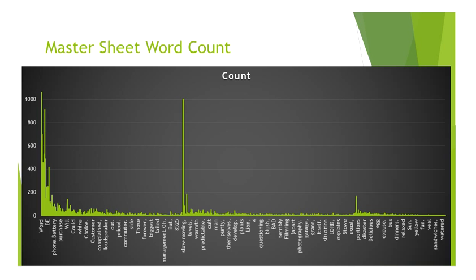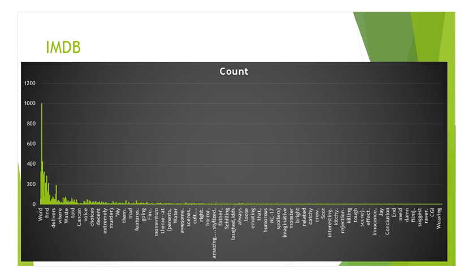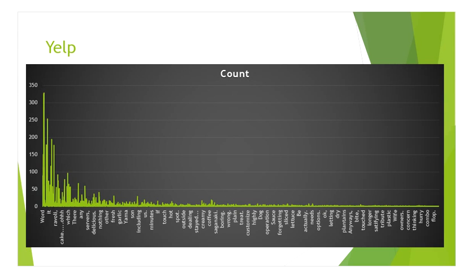The third histogram was the master sheet that showed all of the words. This just shows the contrast in how often certain words showed up. As you can see, some words showed up significantly more often than others. Our last three histograms are individualized counts of words appearing in the Amazon, IMDb, and Yelp databases. As you can see, each dataset had different words appearing more often than others.